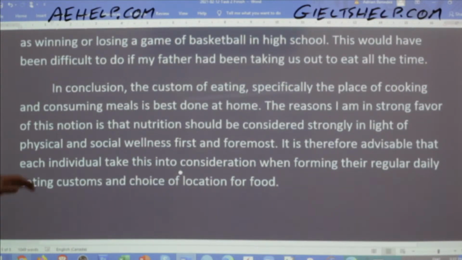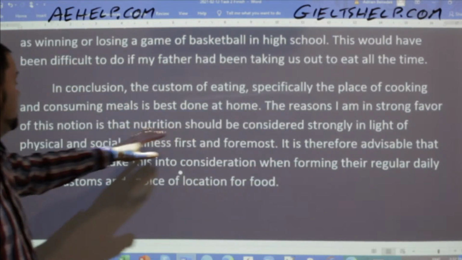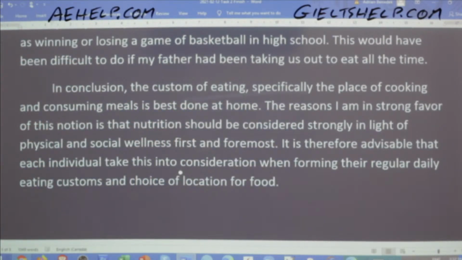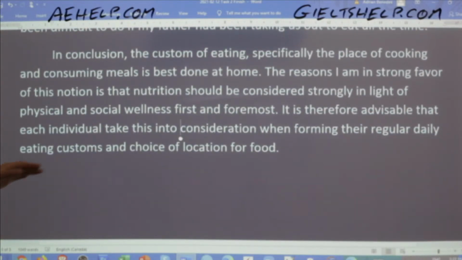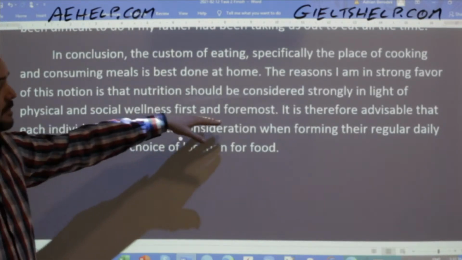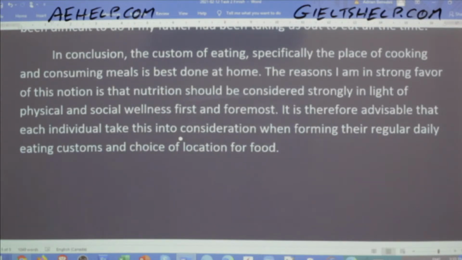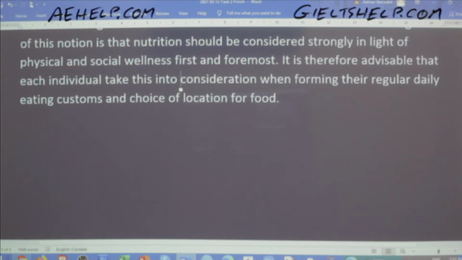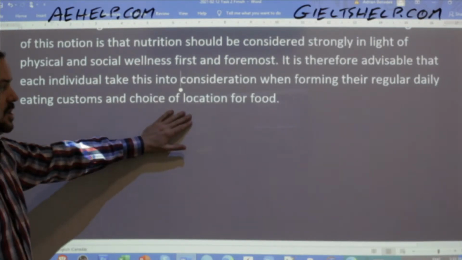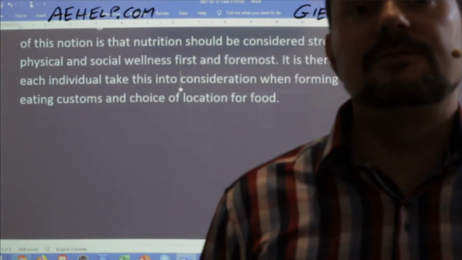all the time. In conclusion, the custom of eating, specifically the place of cooking and consuming meals, is best done at home. The reason I'm in strong favor of this notion is that nutrition should be considered strongly in light of physical and social wellness first and foremost. It is therefore advisable that each individual take this into consideration when forming their regular daily eating customs and choice of location for food. Okay, so that is the full essay.